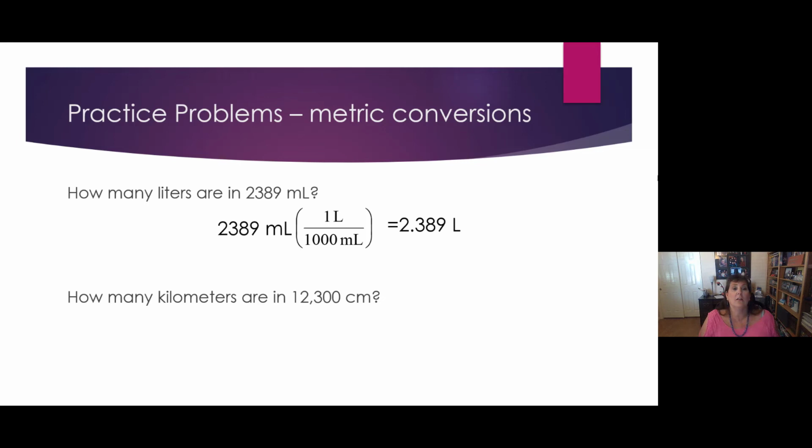How many kilometers are in 12,300 centimeters? Start with what we're given, which is what we know. 12,300 centimeters. Okay, we need a conversion factor. So parentheses with a line through it. What's on the bottom? Centimeters is on the bottom. What goes with centa? 100. So 100 centimeters is in the bottom.